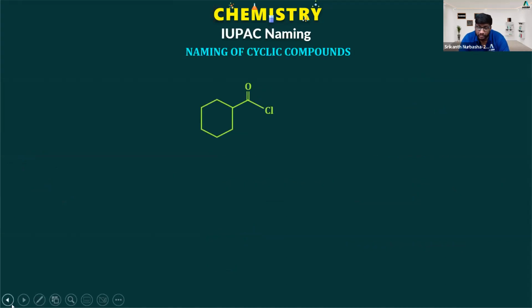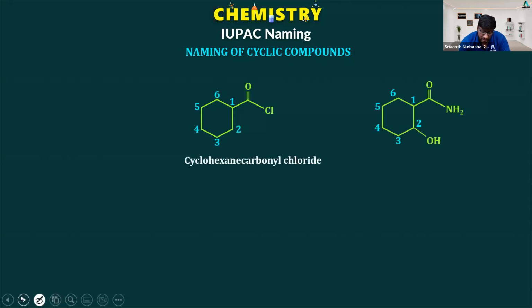What is the name of this compound? Cyclohexane connected with C double bond Cl. Do we use oyl halide? Generally, what is the type 1 suffix? Oyl halide. But do we use that? Because the carbon containing the functional group is directly connected to the cyclic group, we will not use the type 1 suffix, we use the type 2 suffix. So what is its name going to be? Cyclohexane carbonyl chloride. Yes or no? That is the special suffix for that particular C double bond Cl.